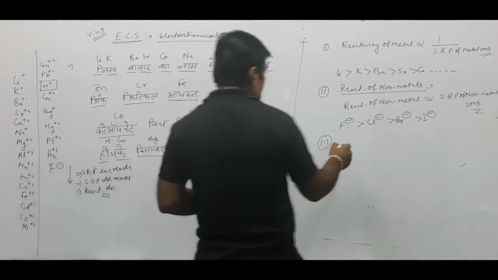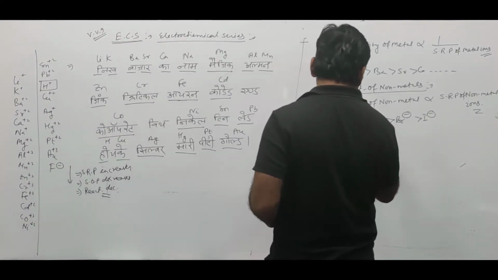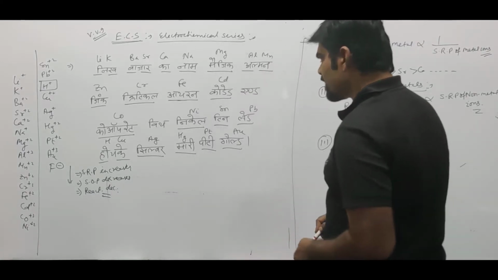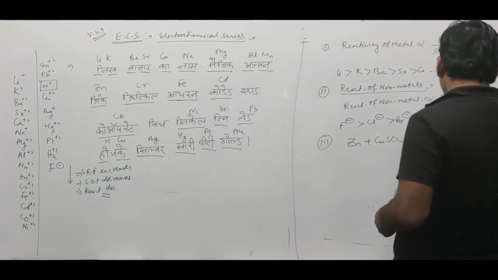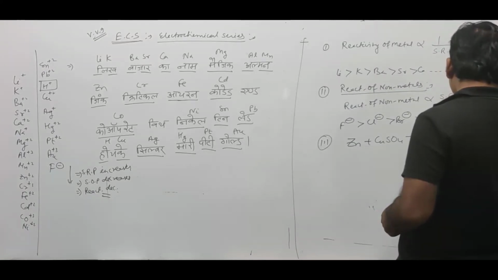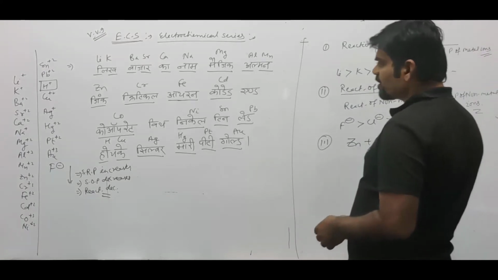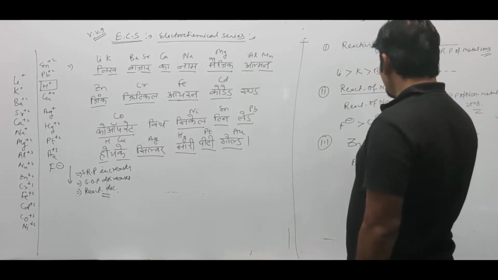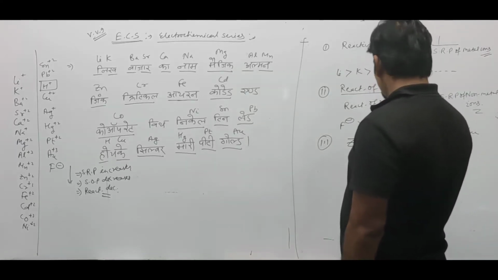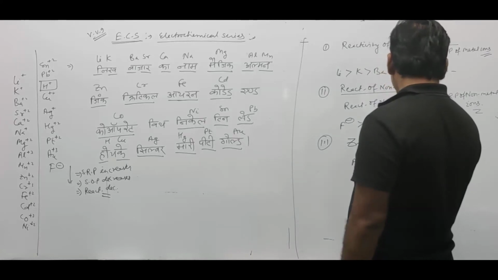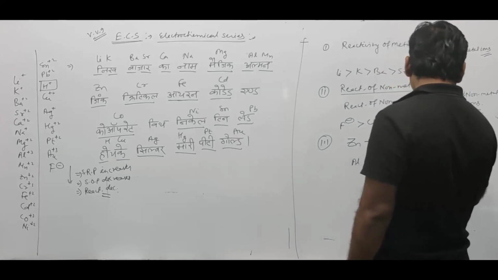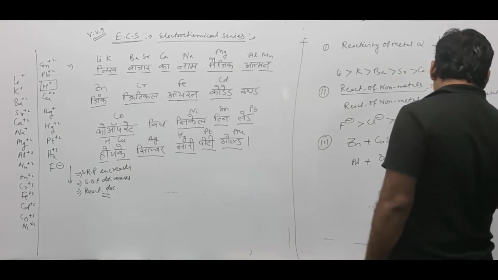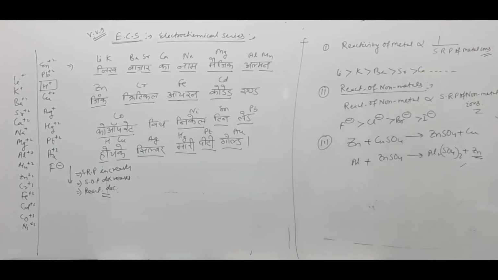So what does it mean? If zinc reacts with copper sulfate, zinc can displace copper 2 plus ion from salt solution, becoming ZnSO4 plus copper, but the reverse reaction is not possible. Similarly, when aluminium reacts with zinc sulfate, it will form aluminium sulfate and displace zinc from the salt solution, but the reverse reaction is not possible.